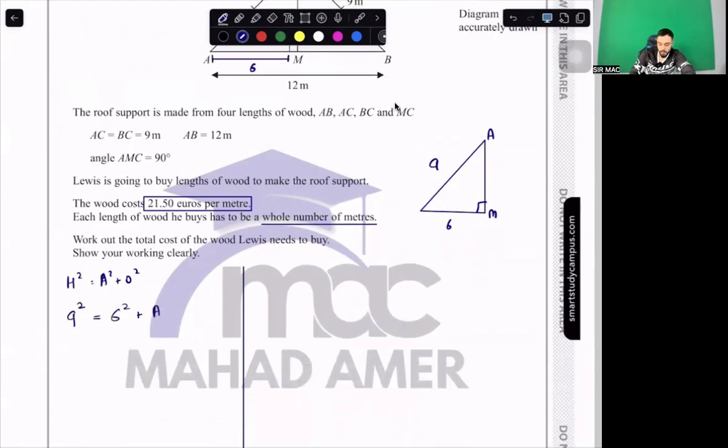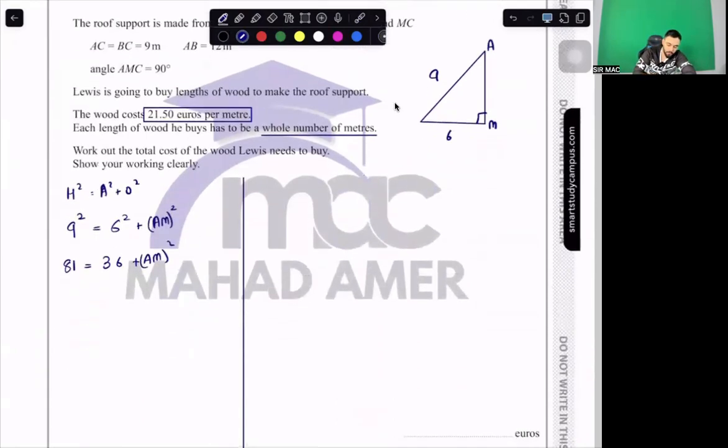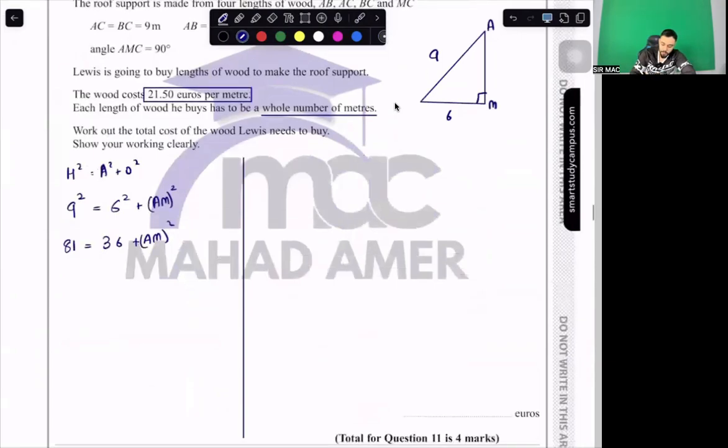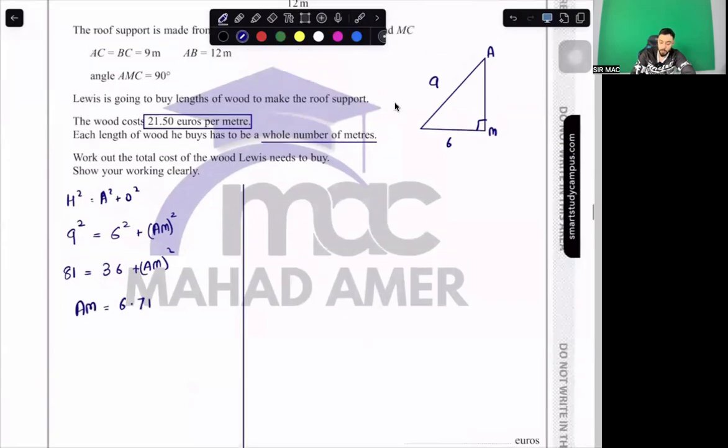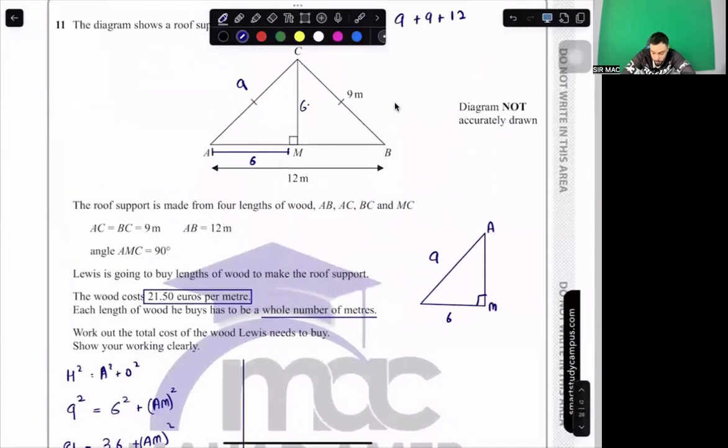The unknown side is AM. 9 nines are 81 equals 6 sixes are 36 plus AM squared. So 81 minus 36, and then root that, you would get the length of AM as 6.71. So this value is 6.71.